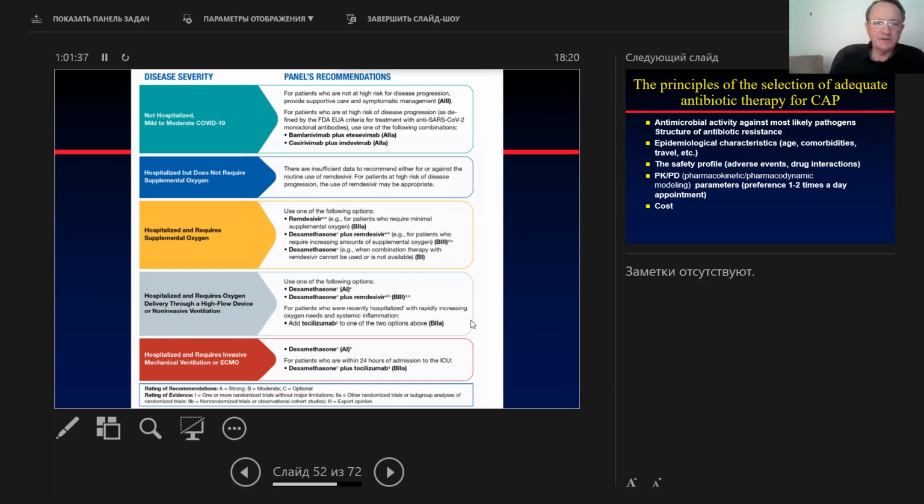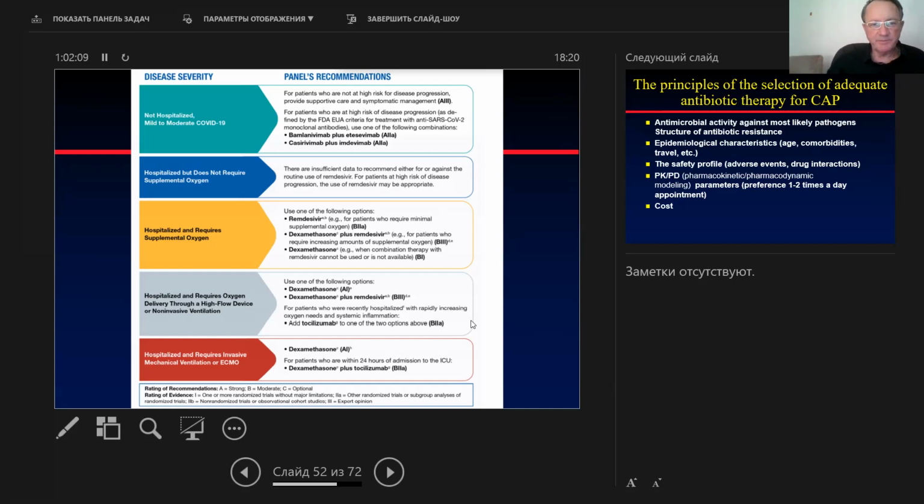This is all concerning oxygen therapy. We start with supplemental oxygen using low flow devices, an oxygen concentrator up to 7 liters per minute, and then higher flow devices, non-invasive ventilation, mechanical ventilation, and ECMO.